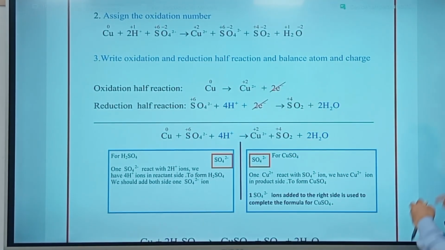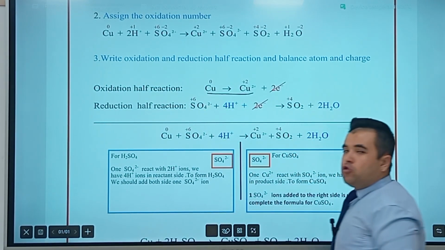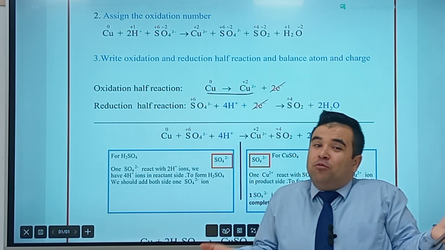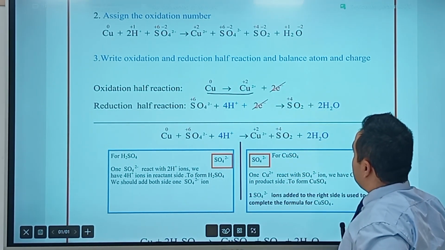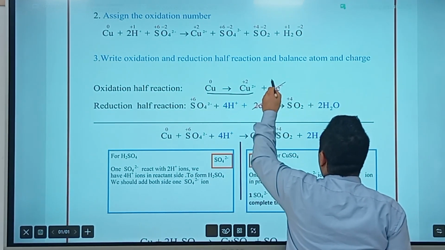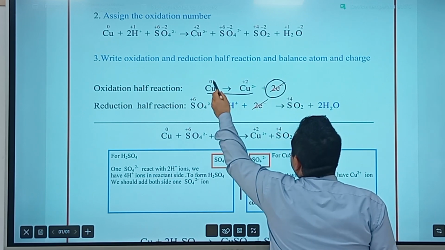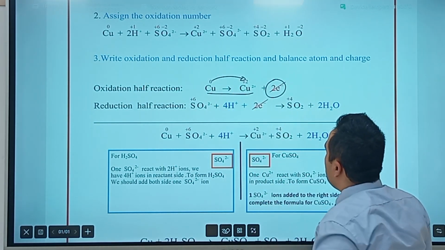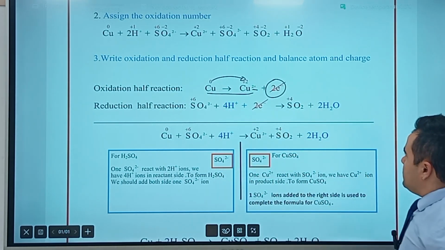The oxidation half, Cu: do you have any difference of oxygen from reactant to product? No. So it's balanced in terms of atoms. Whenever there is no oxygen in the reactant and product, it's balanced in terms of atoms. How many electrons must be added to the product? 2 electrons. Why? Because from 0 to 2, we have 2 differences in oxidation number, or 0 to positive 2 as the charge, we have 2 differences.